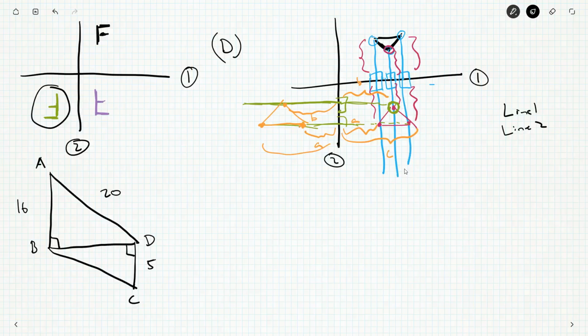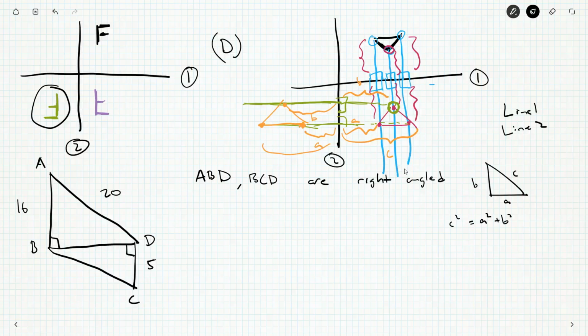Okay, so we have a whole bunch of right angle triangles. ABD and BCD are right angled. And there's a very special property that right angle triangles have. If they look like A, B, C, we know that C squared is equal to A squared plus B squared. So A, B, and C are the lengths of these lines here in our right angle triangle. Well, we've got AD as the hypotenuse, the longer line. AB is 16. We got 20 there. We don't know what BD is.